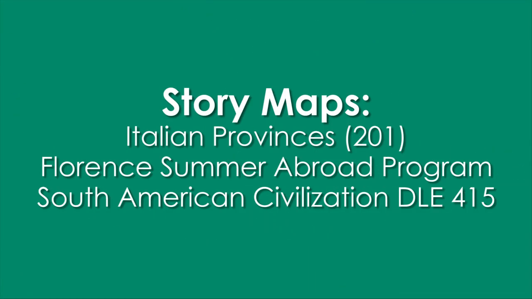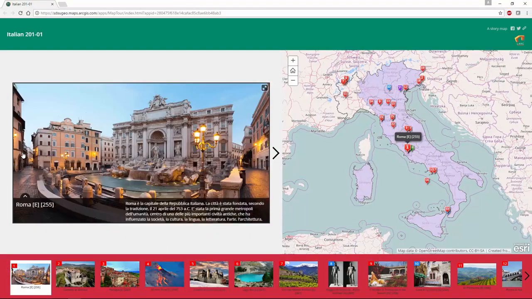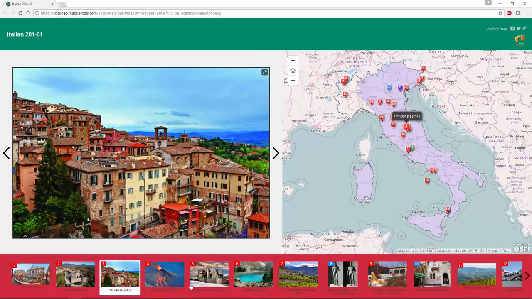Another project we have had widespread use of is our LARC mapping project. We provide students with access to the ArcGIS mapping software and have them create an individual story map linked to a class map showing the stories of all the students. Here we see an Italian 201 class showing the provinces of Italy.